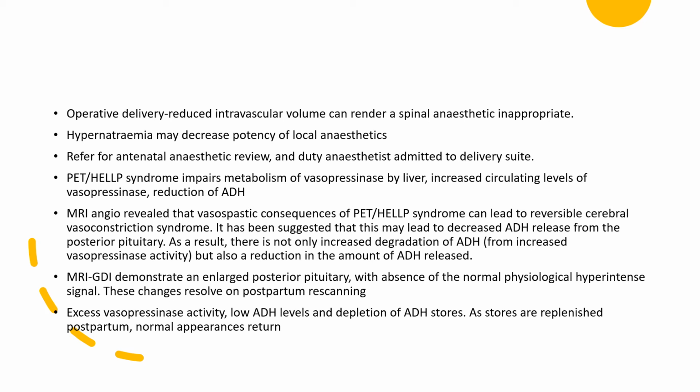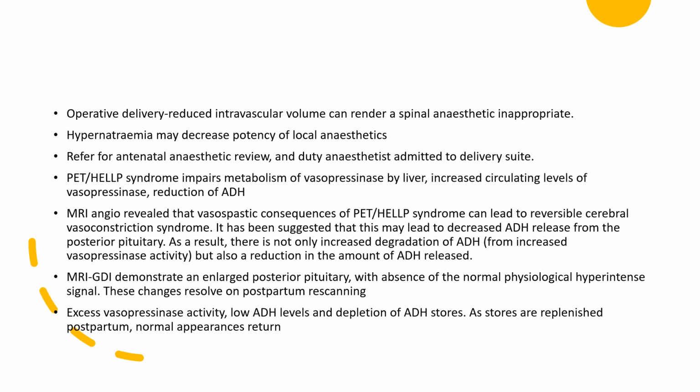admitted to labor ward. Preeclampsia and HELLP syndrome impair metabolism of vasopressinase by the liver. Increased circulating levels of vasopressinase result in reduction of ADH. MRI angiography revealed that vasospastic consequences of preeclampsia and HELLP syndrome can lead to reversible cerebral vasoconstriction syndrome. This may lead to decreased ADH release from the posterior pituitary. As a result, there's not only increased degradation of ADH, but also a reduction in the amount of ADH released.